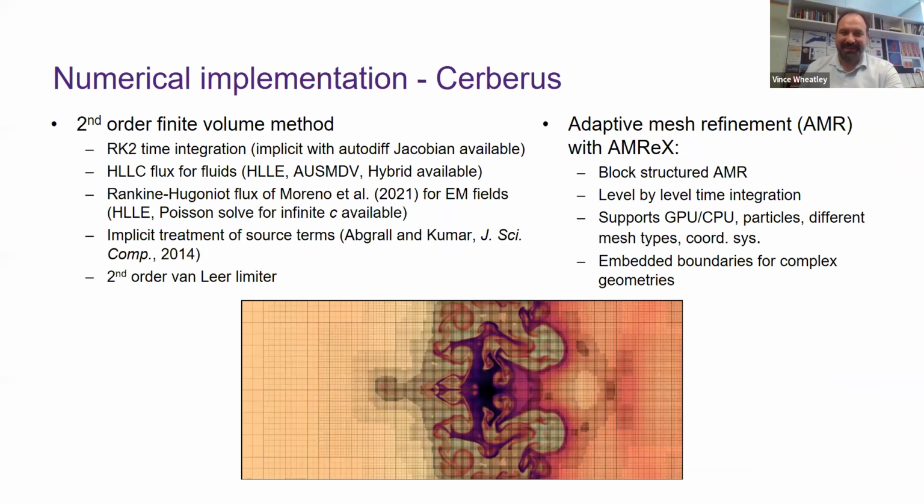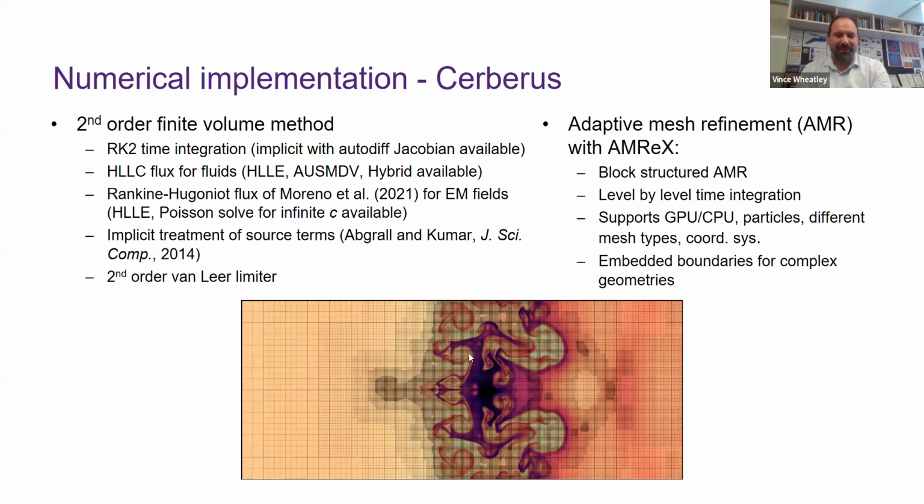So it's, in essence, a second-order finite volume method, uses Runge-Kutta 2 for time integration, although implicit time integration is also available. It's not used for the test cases we're looking at here. We use the HLLC flux of Toro for the fluids, and the Rankine-Hugoniot flux of Moreno et al. for the electromagnetic fields, although some of the earlier results did use an HLLE flux, so I'll point those out. We use an implicit treatment for the source terms due to Abgrall and Kumar. There are many limiters available, but we're using second-order van Leer in the results shown here.